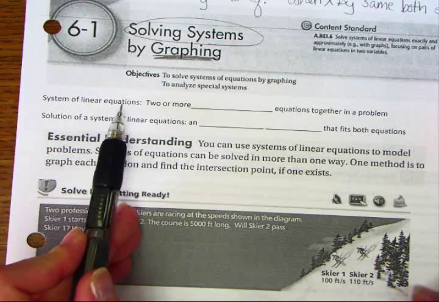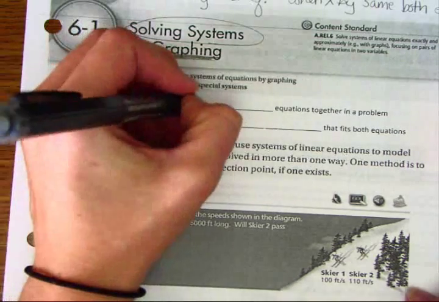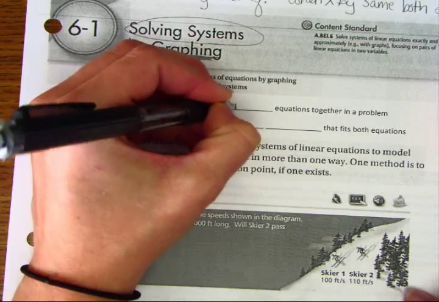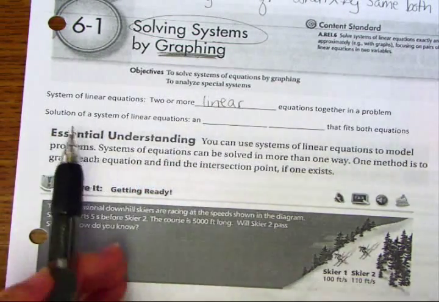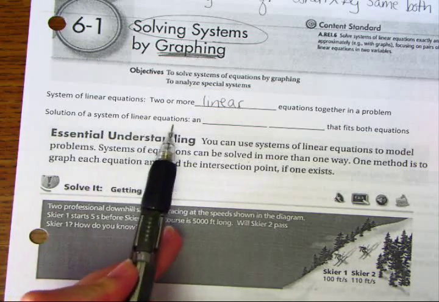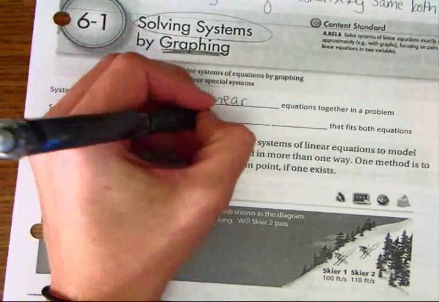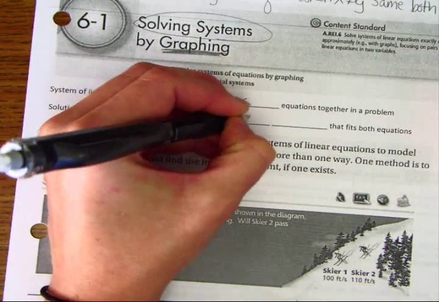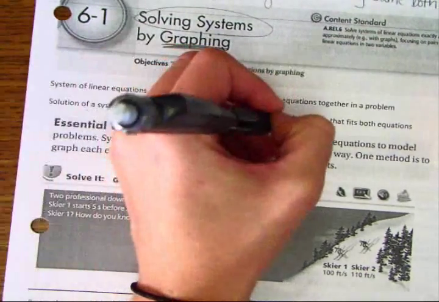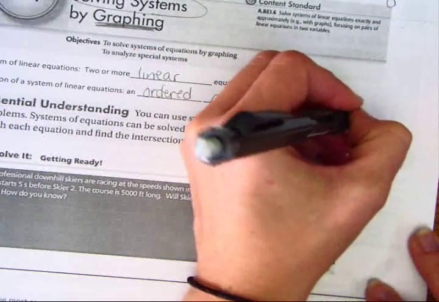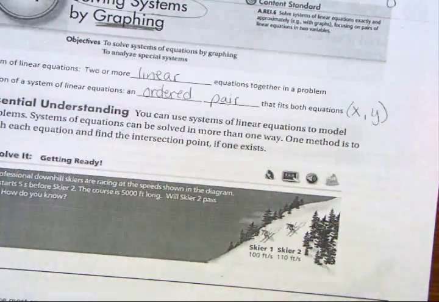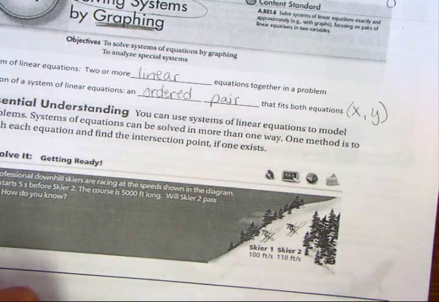A system of linear equations is when you have two or more linear equations together in a problem. Linear just means a straight line, you know the word line is in linear. The solution to a system of linear equations is what we call an ordered pair, which you are used to, right? An x comma y ordered pair that fits both equations. We are going to write our answers as an ordered pair x comma y, or if you're using other letters, you put them in alphabetical order as an ordered pair.